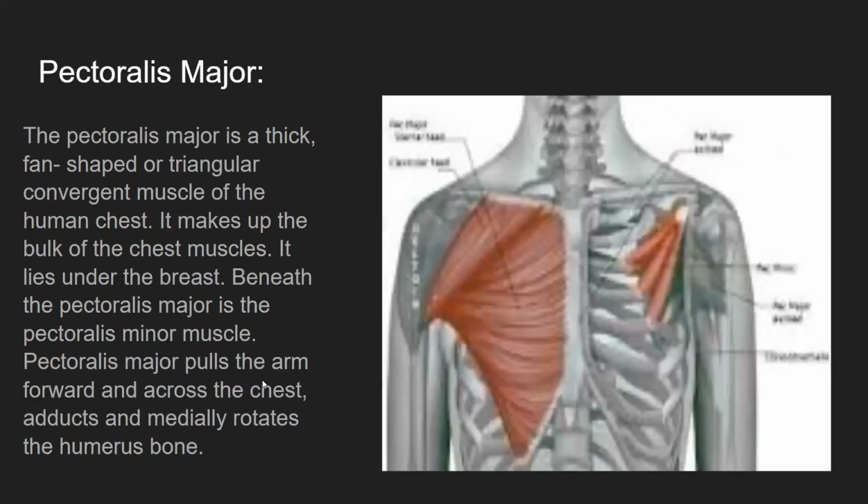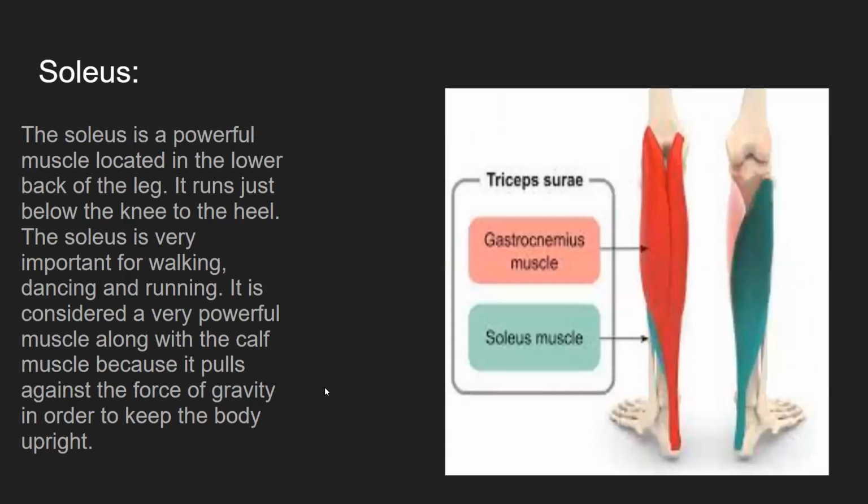Next, we have the pectoralis major, which is a thick, fan-shaped or triangular convergent muscle of the human chest. It makes up the bulk of the chest muscles, and it lies underneath the breast. Beneath the pectoralis major is the pectoralis minor. The pectoralis major pulls the arm forward and across the chest, adducts and medially rotates the humerus bone.